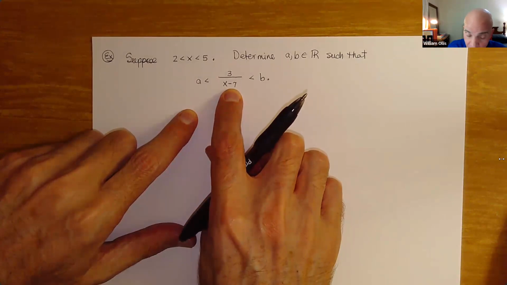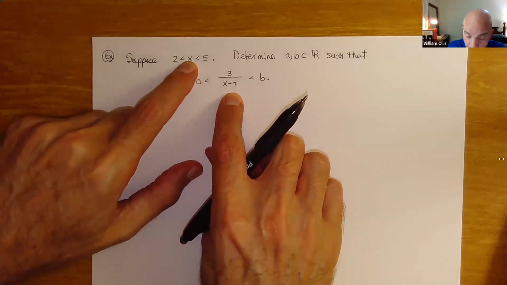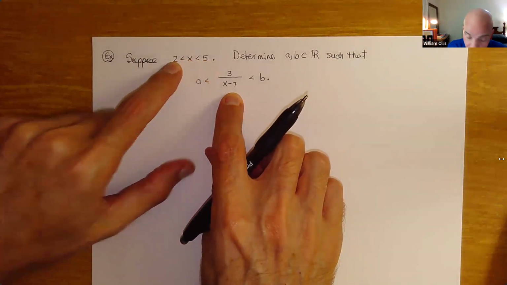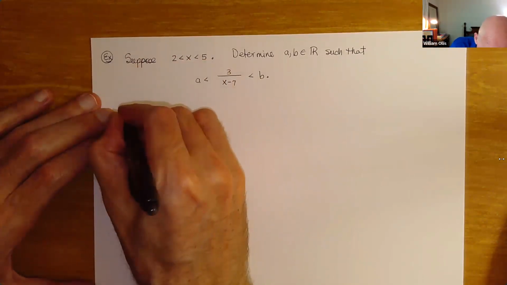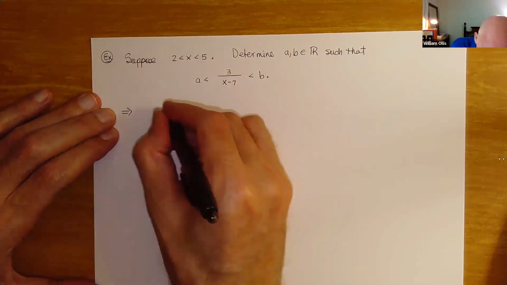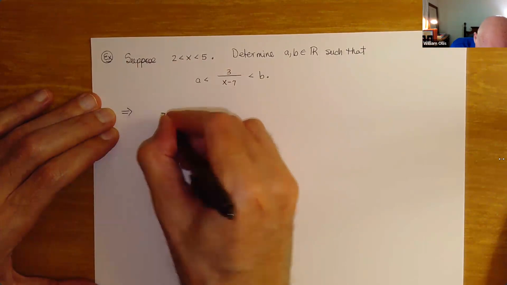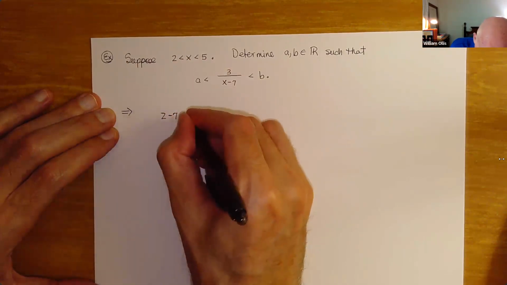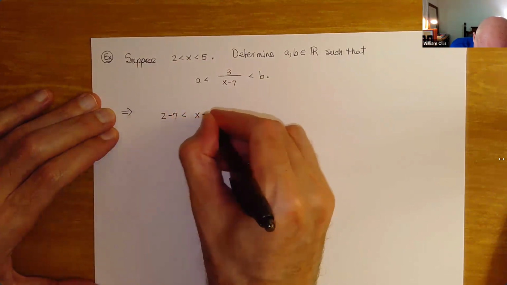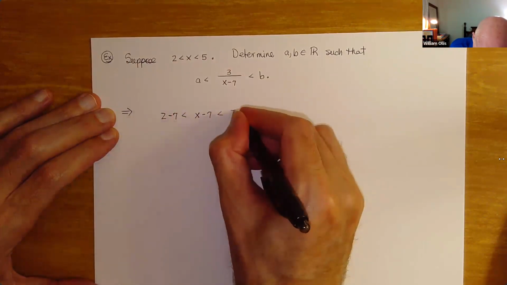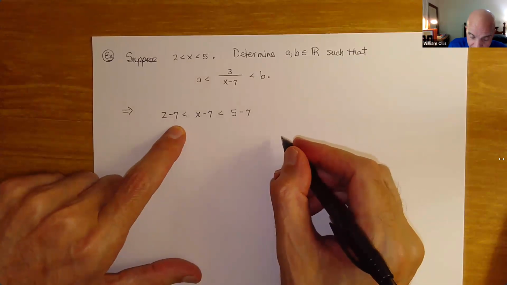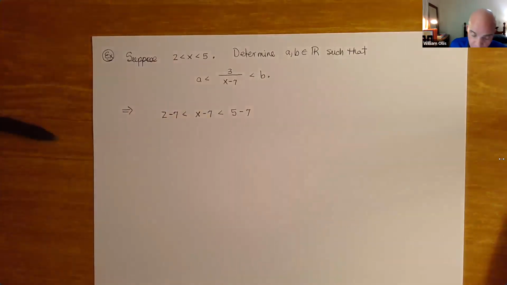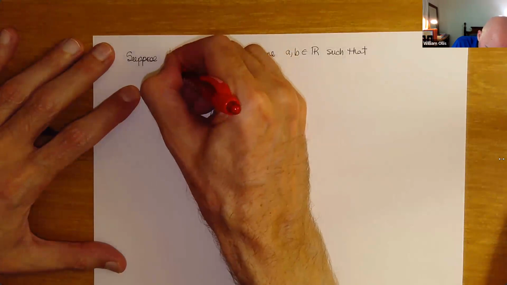We can build that easily by subtracting 7 from each side of the inequality. So let's do this. In this case, what is our first step? I'll just say this implies 2 minus 7 less than x minus 7 less than 5 minus 7. So basically, we subtract 7 from the given. So this is all we have right here.